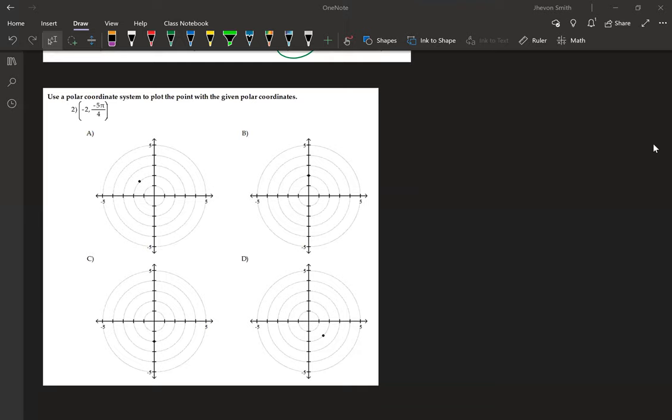Interesting. So we're seeing what people know about polar coordinates. A is starting to win out. A lot of people think it's A.